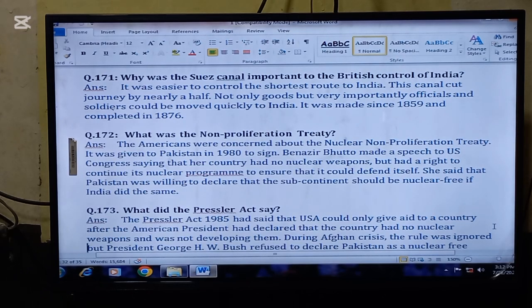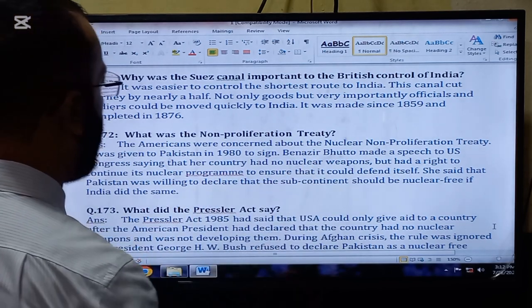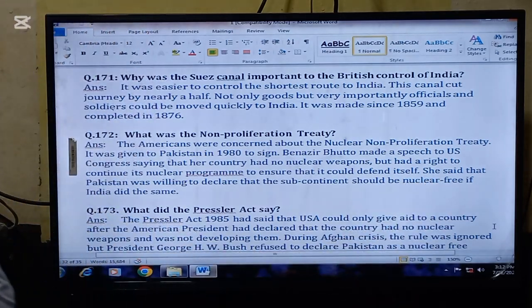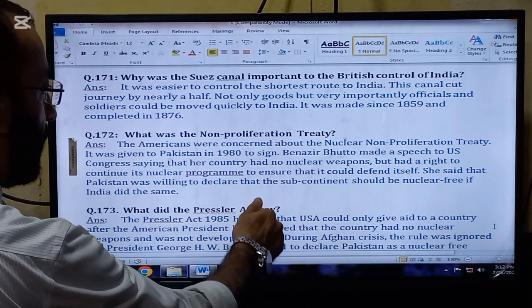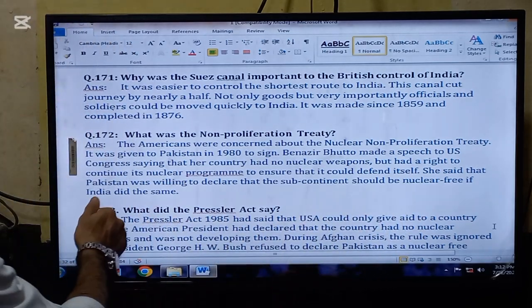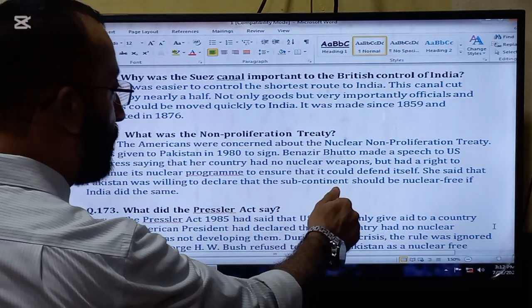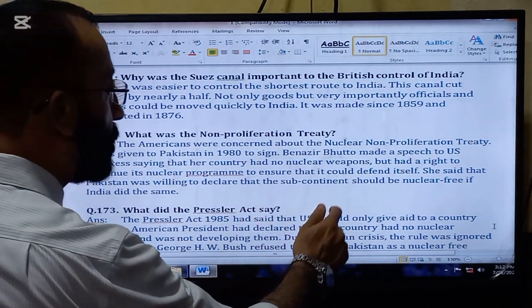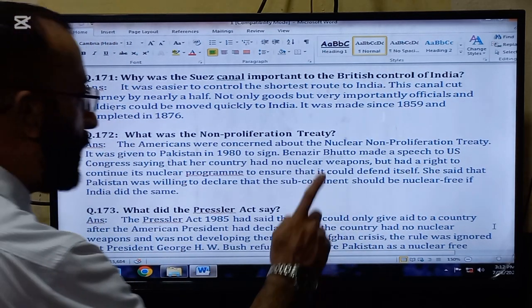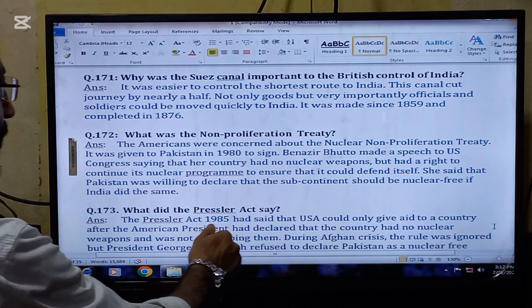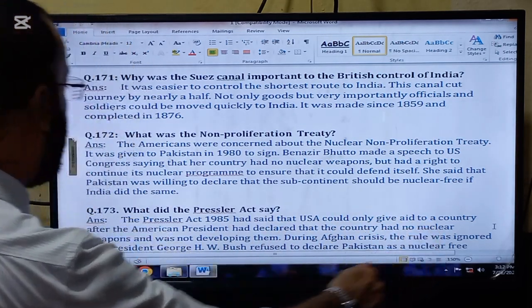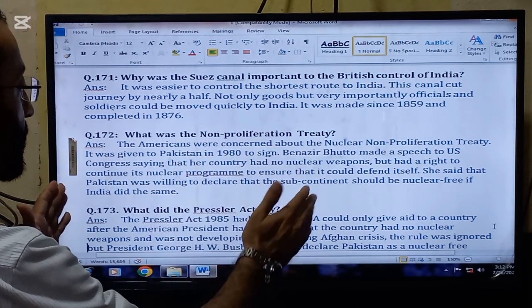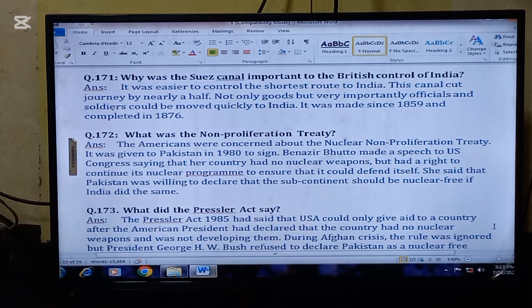The next important question for today is, what was the Non-Proliferation Treaty? The Americans were concerned about the Nuclear Non-Proliferation Treaty. It was given to Pakistan in 1980 to sign. Benazir Bhutto made a speech to the US Congress saying that her country had no nuclear weapons but had a right to continue its nuclear program to ensure that it could defend itself. She said that Pakistan was willing to declare that the subcontinent should be nuclear free if India did the same. So the Non-Proliferation Treaty is to prohibit countries from gaining nuclear weapons.